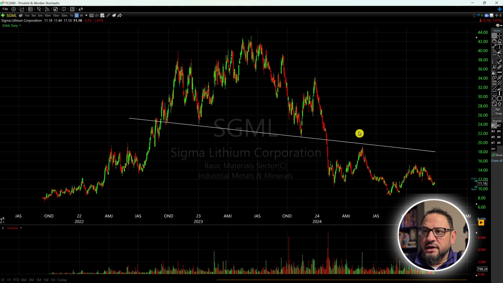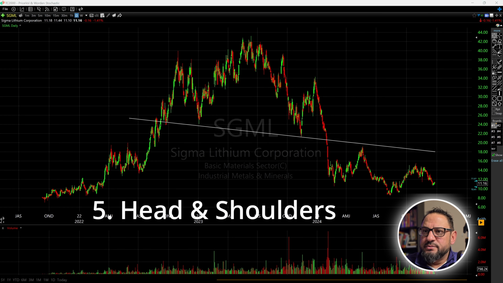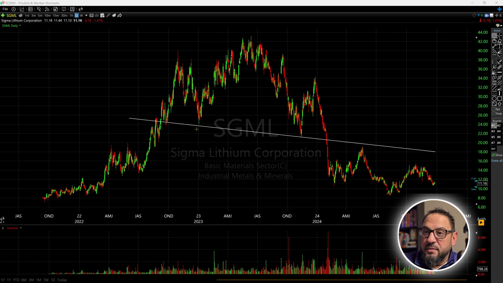The next one is called the head and shoulders pattern. It is a bearish pattern with three main peaks. So we have the shoulder, and then the head, which is higher than the shoulder, and then we have the other shoulder, and that is a bearish signal, and that is the neck over here. So basically that is the neck.